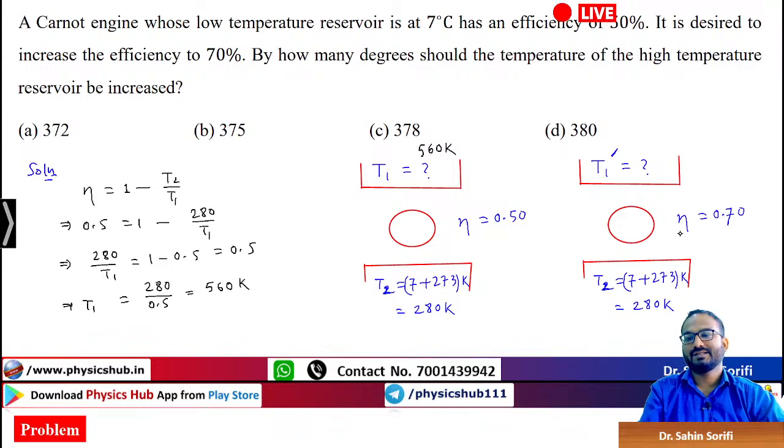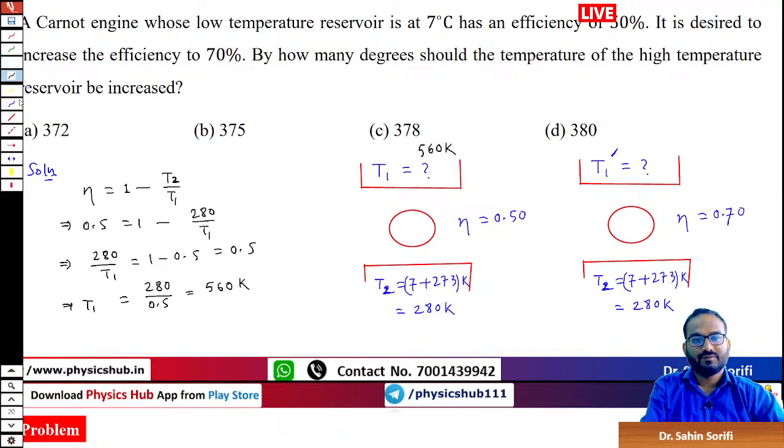If you want to increase this efficiency eta, what you have to do? Obviously, you have to increase T1. If you increase T1, this ratio will decrease, and if this ratio decreases, 1 minus some less number will be more number.